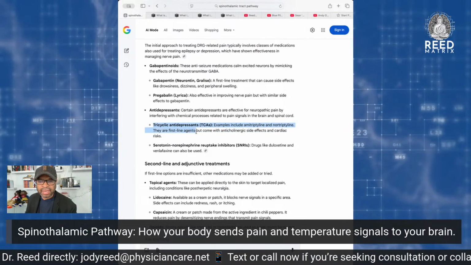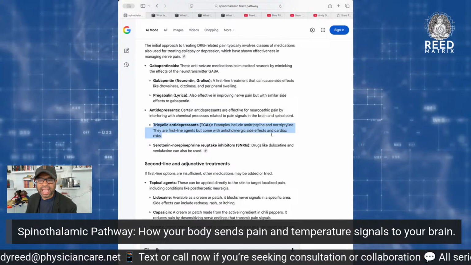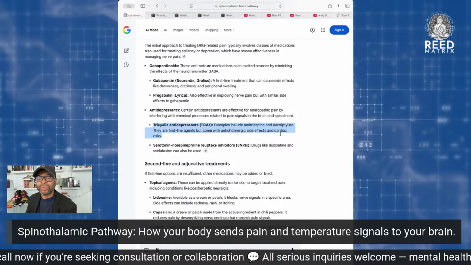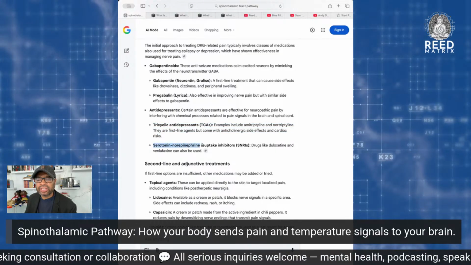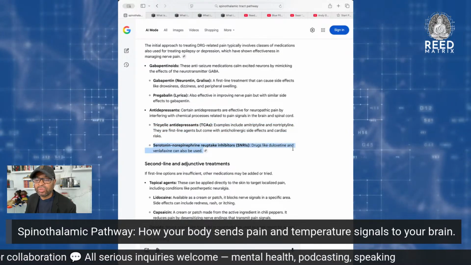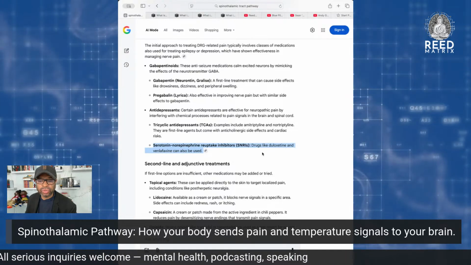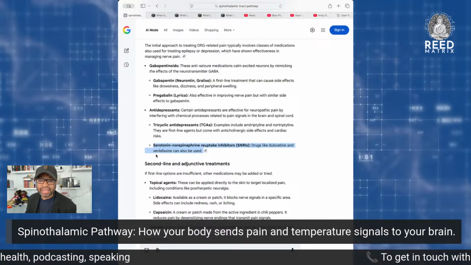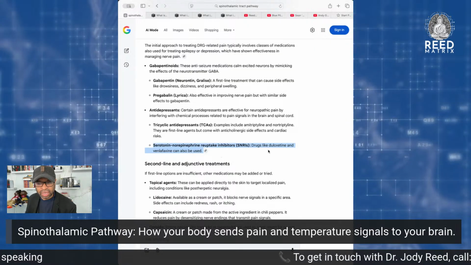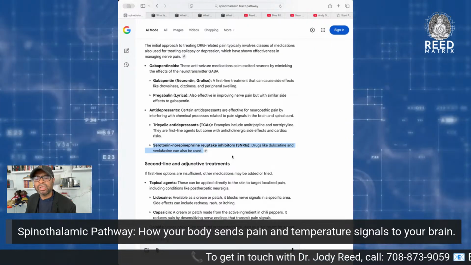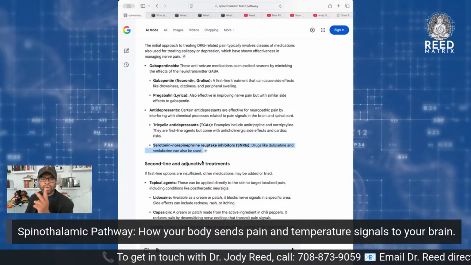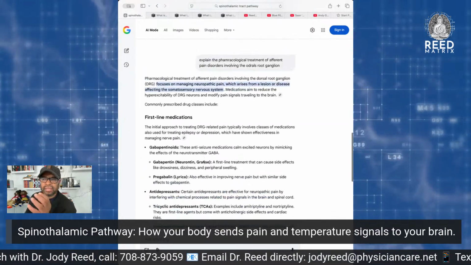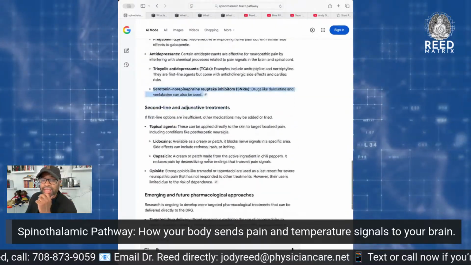They are first-line agents, but come with anticholinergic side effects and cardiac risk because it targets all of these, even acetylcholine receptors. Next, serotonergic SNRIs, drugs like duloxetine and venlafaxine are also used. Now, duloxetine targets norepinephrine and serotonin, also venlafaxine, which is Effexor. Duloxetine is called Cymbalta, and venlafaxine is called Effexor. Both of those antidepressants target norepinephrine and serotonin. So basically, disruption of that dorsal root ganglion.